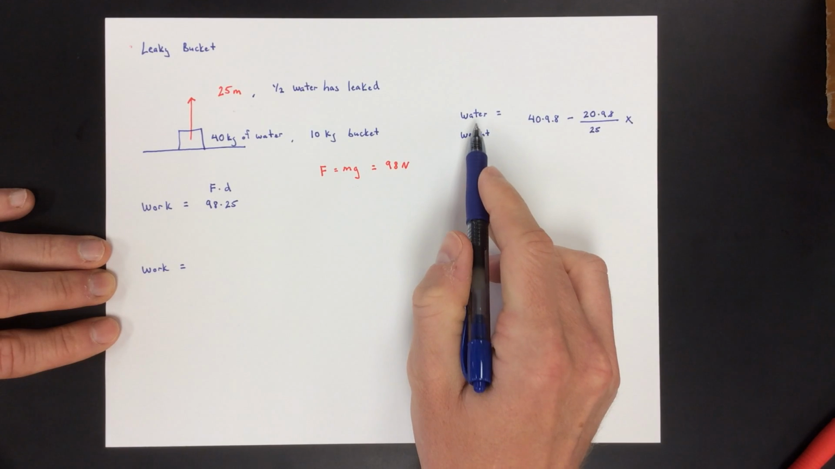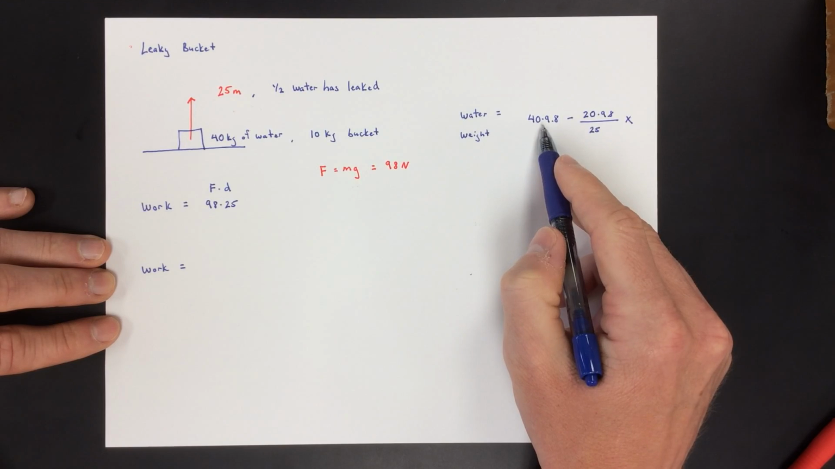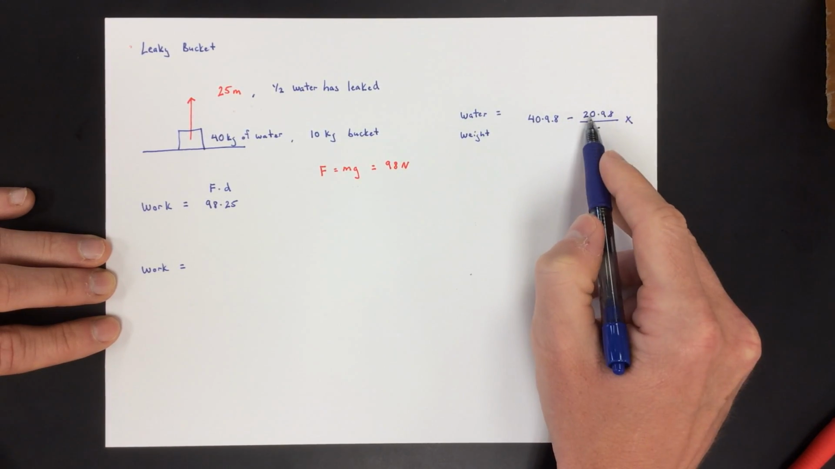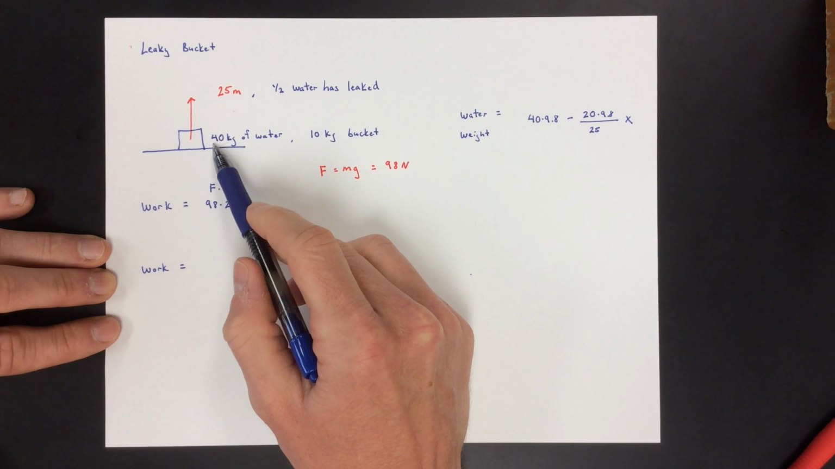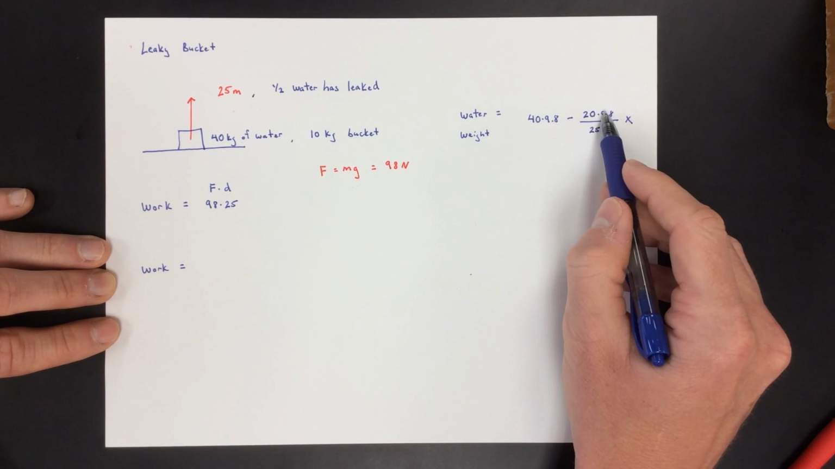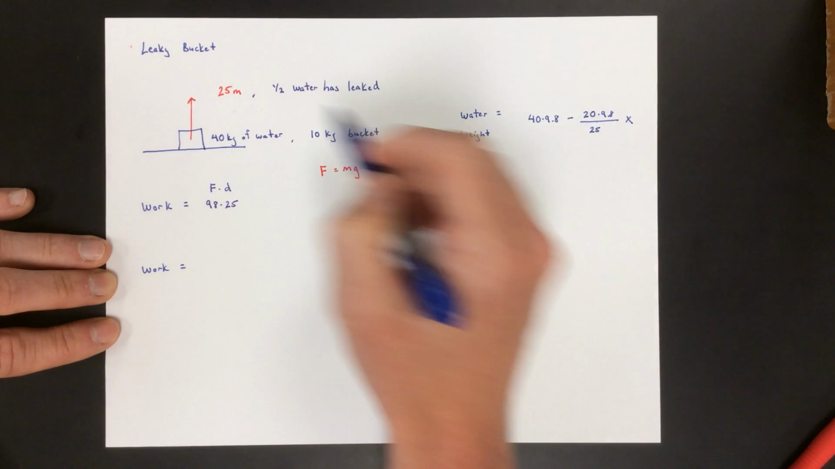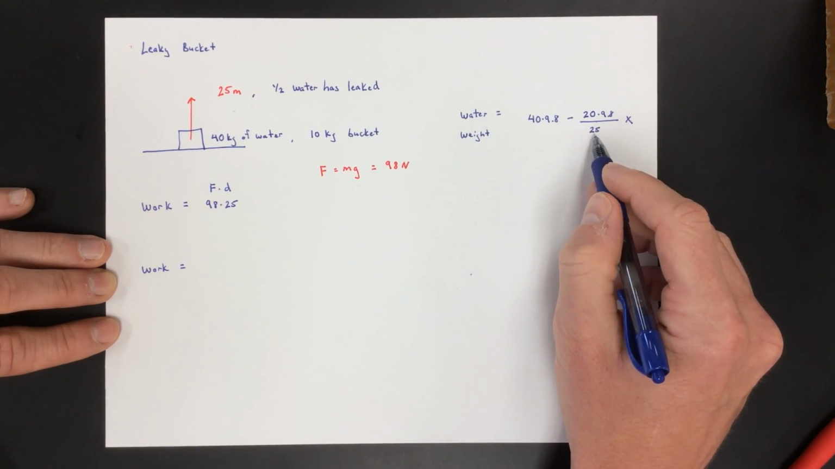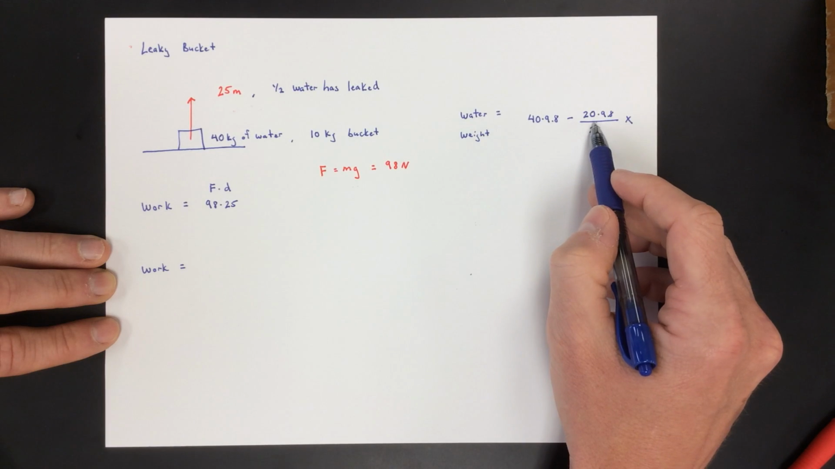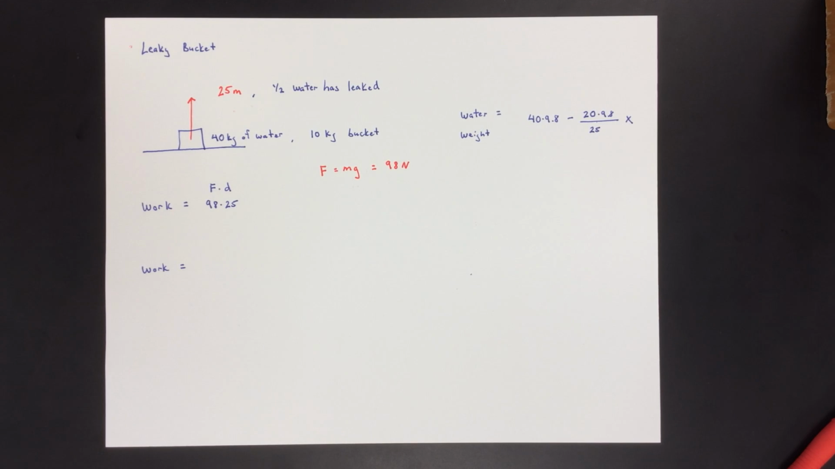We need a formula for the weight of the water as a function of x. This is the total weight of the water at the bottom, but we're going to lose 20 kilograms. Remember, half the water is leaked, so we lose half of this: 20 kilograms, which is really 20 times 9.8, which is how many newtons of water we lose. In 25 meters of lifting, this is how much we lose. So if we lose this amount per meter, then this is an equation for the weight of the water as a function of x. And again, we need all these values.